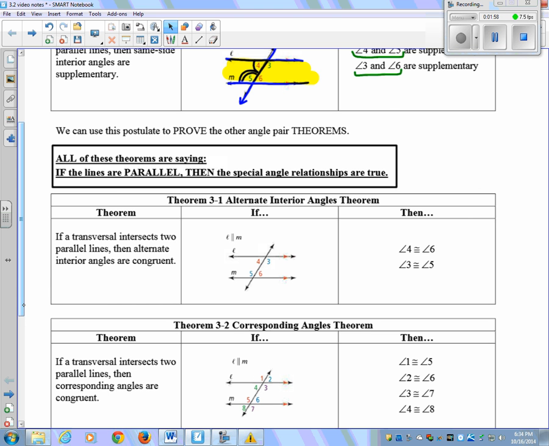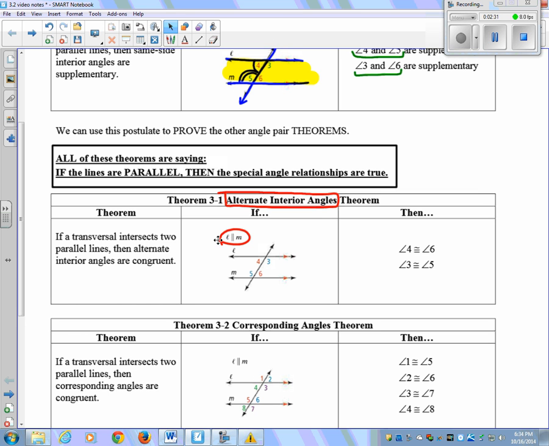First they're saying if the lines are parallel, then certain angles are congruent. The first theorem talks about alternate interior angles. Remember, interior again are between the two lines. Alternate means on different sides of the transversal. So in this case, angle 4 and angle 6 are congruent, and angle 3 and angle 5 are congruent because they are alternate interior angles.